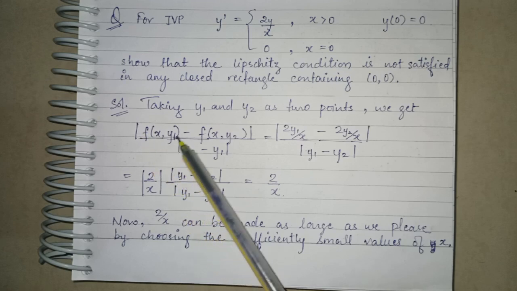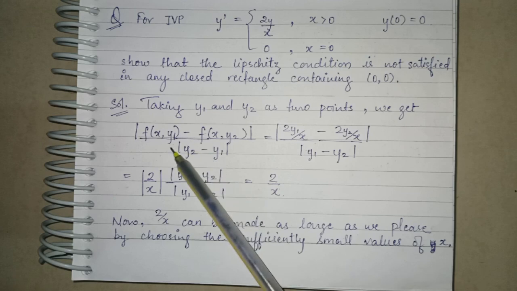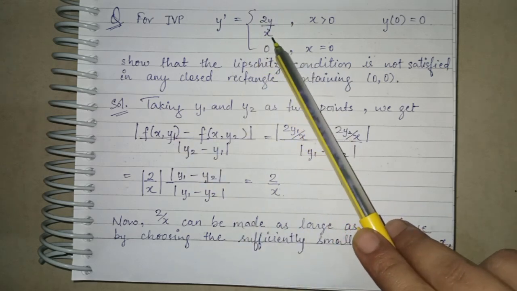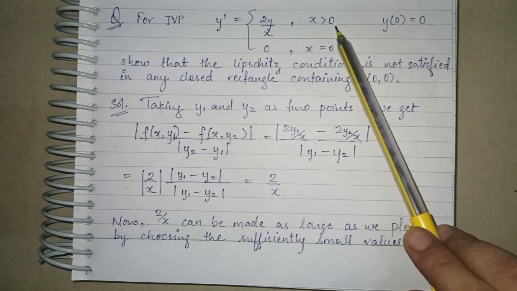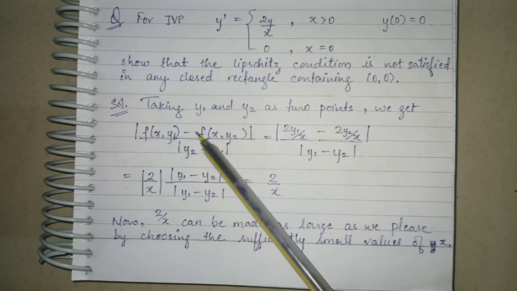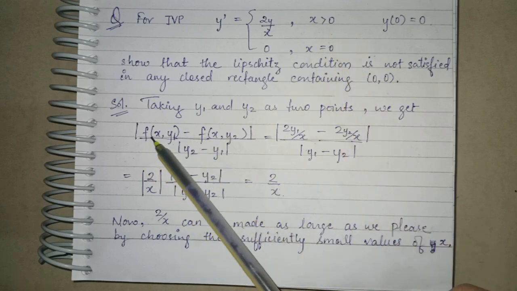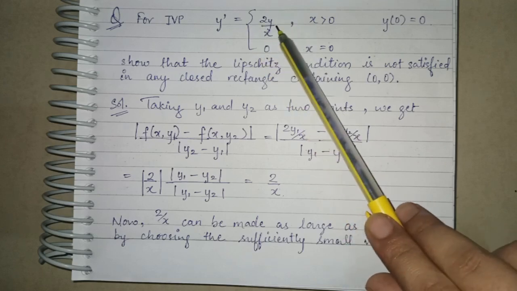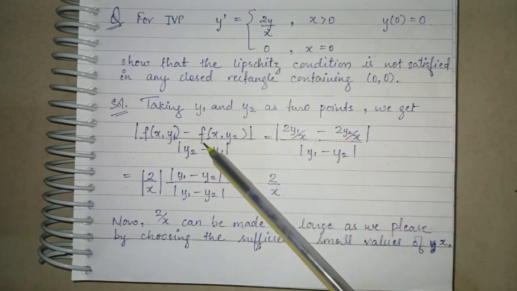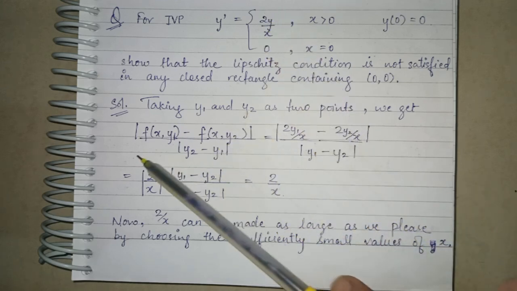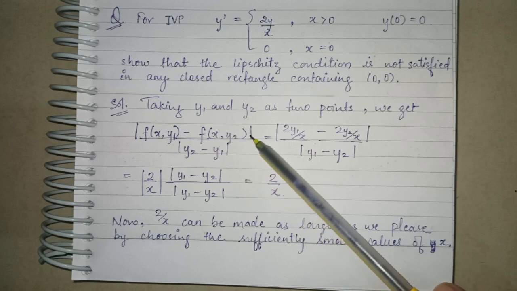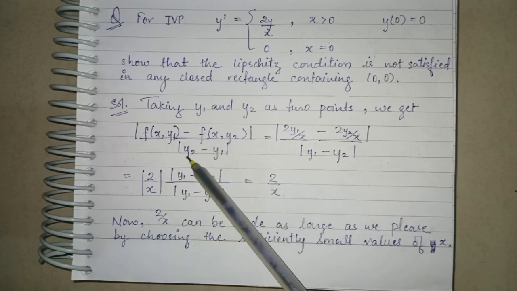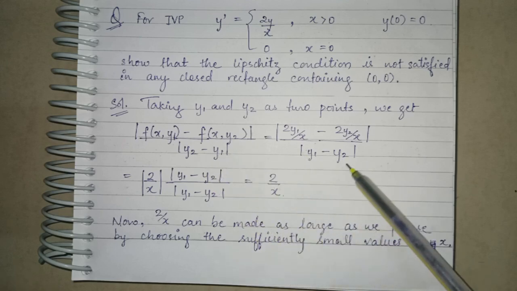So mod of f(x,y1) minus f(x,y2) over mod of y2 minus y1. Now f(x,y1), this is f(x,y) when x is greater than 0, so we are taking this condition. Now f(x,y1) will become 2y1 over x. We have to put these values in f(x,y). So f(x,y1) will become 2y1 over x, and similarly f(x,y2) will become 2y2 over x. Now the modulus of f(x,y1) minus f(x,y2) becomes 2y1 over x minus 2y2 over x. Here we have the modulus of y2 minus y1 in the denominator, and it will remain the same.